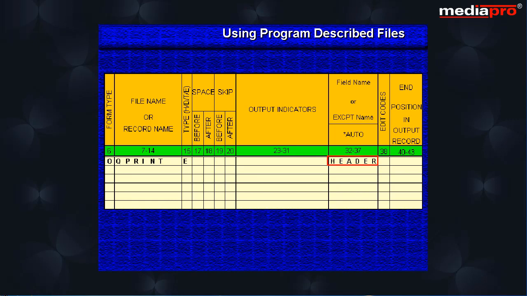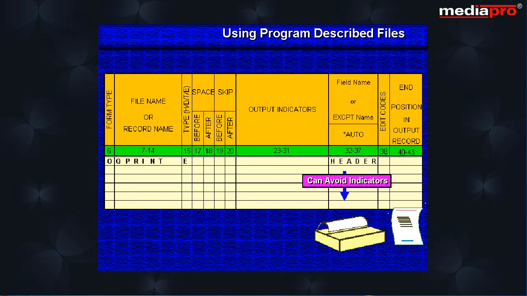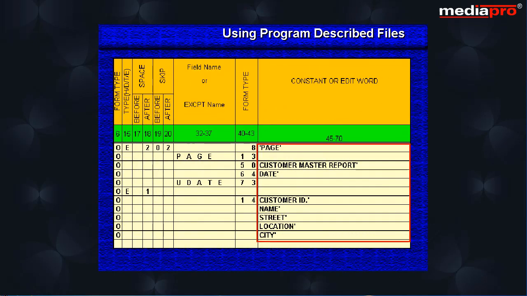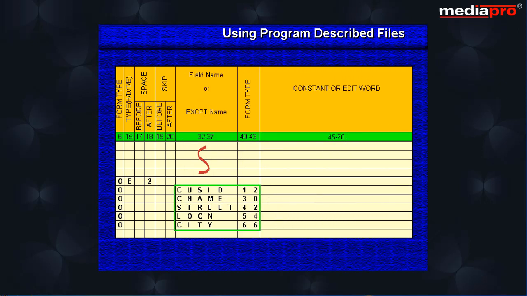Using exception names allows you to control the printing without using indicators. Also, lines that need to be printed together in a group can be given the same name. Here, we have two lines that are to be printed at the top of each page. We give them both the same name, header. The third line, which will be printed for each record from the input file, we will call detail.